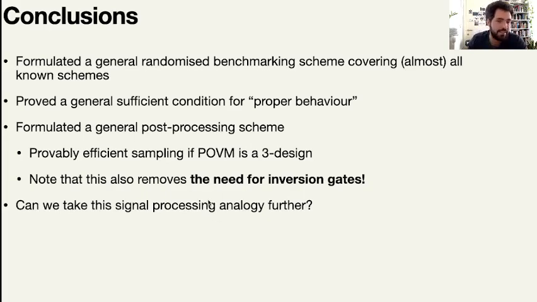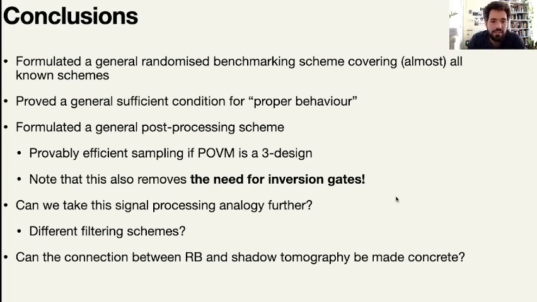Now the question is, can we take the signal processing analogy further? Can we do different filtering schemes? Because now we're filtering with a single delta peak almost. So can we do something else? Maybe there's some cool stuff that we can do here. And then finally, what is the connection between randomized benchmarking and shadow tomography? Are they secretly the same thing? Maybe. It's probably fun to make this concrete and see where the shadow techniques can contribute to randomized benchmarking, where randomized benchmarking can contribute to these shadow techniques, make them more robust or something. So these are all questions that I'm thinking about now.